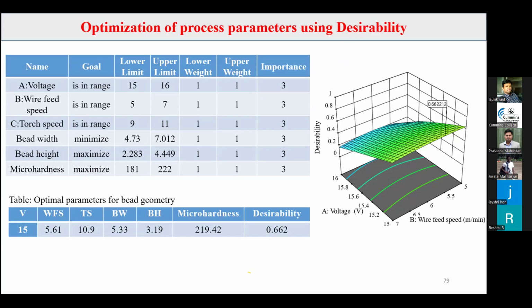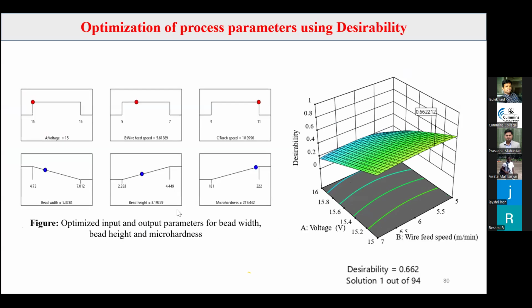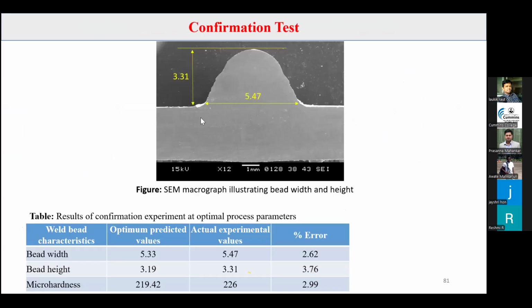So after carrying out this analysis, these are the optimal parameters. Voltage 15 volt, this is wire feed speed, torque speed, and these are the predictions with this optimum parameter, with the desirability 0.662. So with this parameter, again I have deposited one more bead. These are the optimum predicted values by the model, by the analysis. And after depositing one more bead with this optimum parameter, these are the actual values.